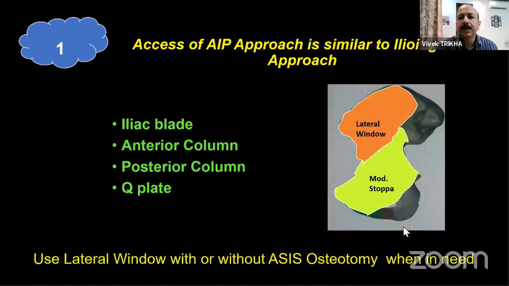So our point number one, which we need to understand, is that the access which we get through the intrapelvic approach is similar to the ilioinguinal approach, which is right from the SI joint till the anterior side. And it also gives us much better exposure of the quadrilateral plate region. The iliac blade, anterior column, posterior column, and the quadrilateral plate can all be seen when we use it with the lateral window, with or without ASIS osteotomy.